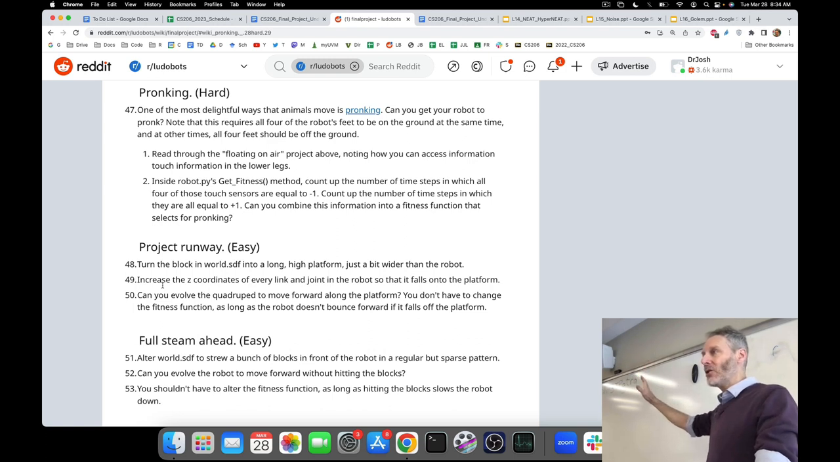Where would you need to make some changes in order to evolve a robot that displaces and pronks? Ideas? In the fitness function? In the fitness function. For sure, you're gonna need to make some change in the fitness function. You may, depending on how you implement the pronking project, if you were to choose it, that might be the only thing you need to change. Maybe not, right? Okay.